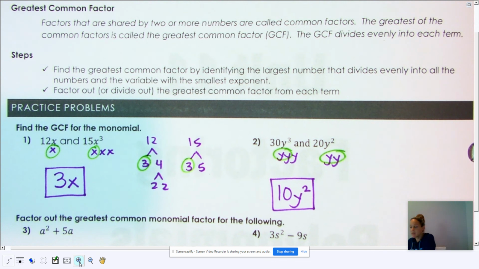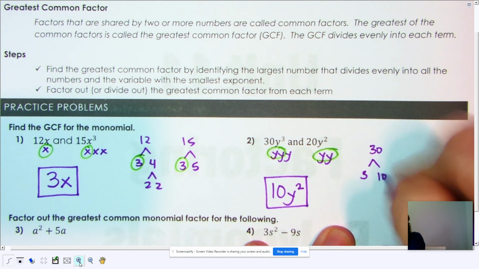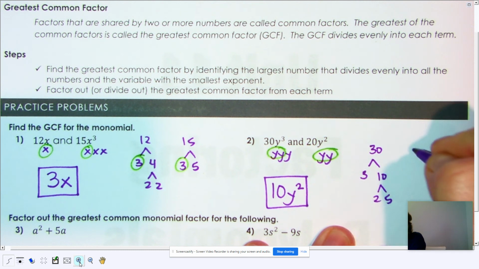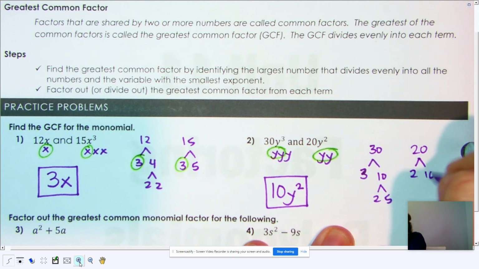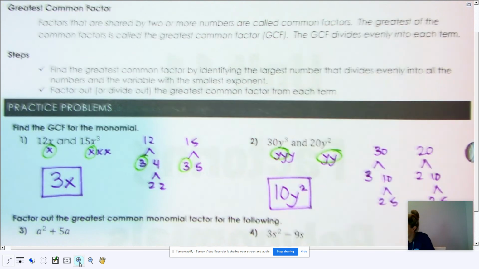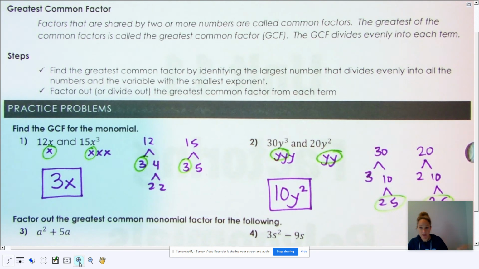Okay, we could have done the same thing for the 30 and the 20. So 30 is 3 times 10. 10 is 2 times 5. And then 20, sorry, that's a 3. 20 is 2 times 10, which is 2 times 5. And you'd say, oh, well, they both have a 2 and a 5, which is multiplied to make 10.